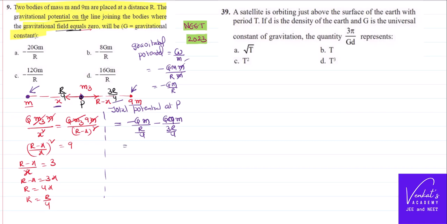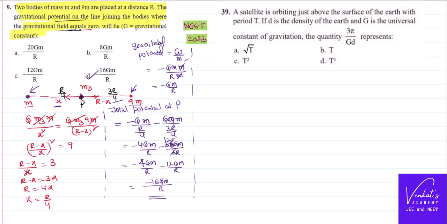This 4 will go to the numerator: minus 4Gm by r. This 4 also will go to the numerator, 4 into 9 is 36, minus 36Gm by 3r, and 3 twelves are 36. So if you rearrange, minus 4Gm by r minus 12Gm by r. r is the same: minus 16Gm by r. Option D is the answer for that problem.